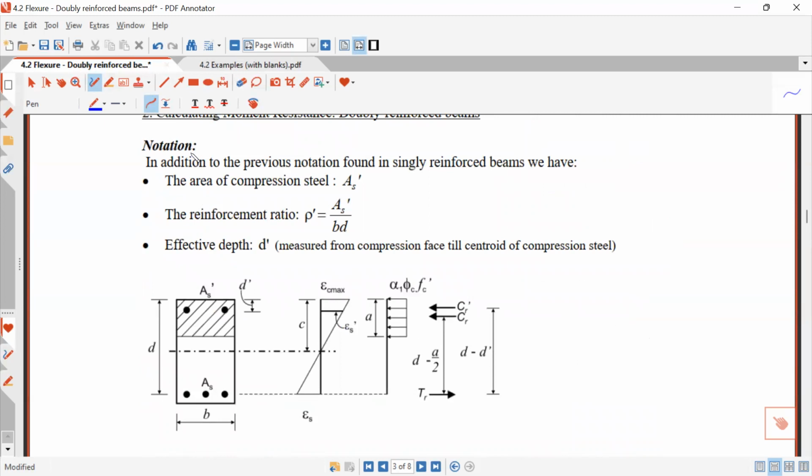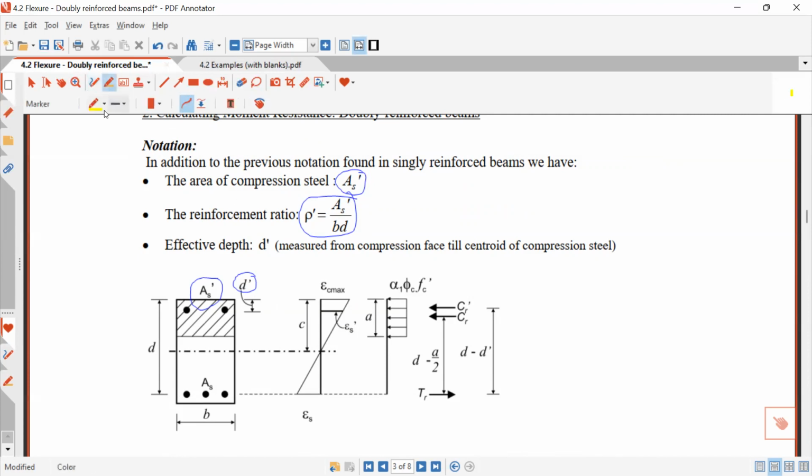Let's start with the notation. In addition to the previous notation found in singly reinforced beams, we have these additional notations. The first one is AS prime, the steel here at the top. We put this prime to distinguish it. If we find the steel ratio, taking AS prime divided by BD, that's rho prime. And then there's this distance, from the compression face to the centroid of this compression steel. We call it D prime.